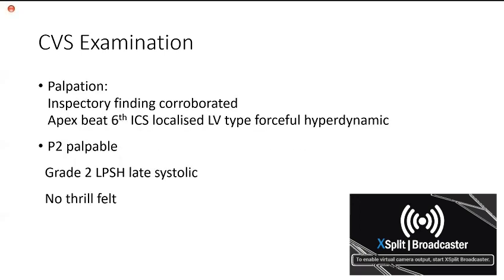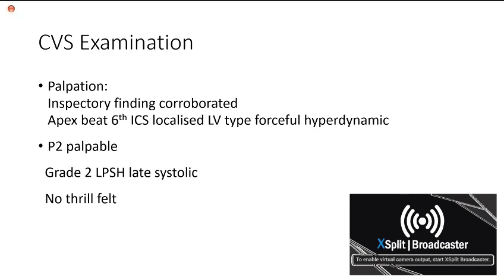Palpation, sir. Inspectory findings are corroborated by the palpation. Apex beat in the 6th intercostal space. It is localized, LV type, forceful, hyperdynamic. Very good description. Sir, no thrill is felt. Sorry, sir, P2 is palpable.